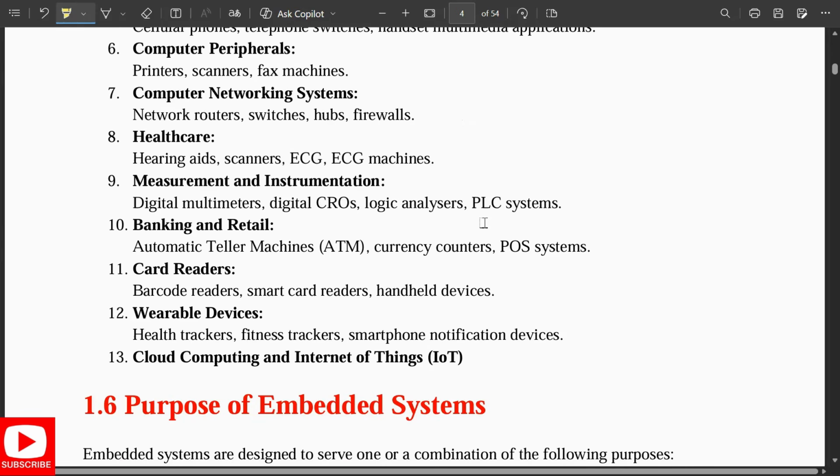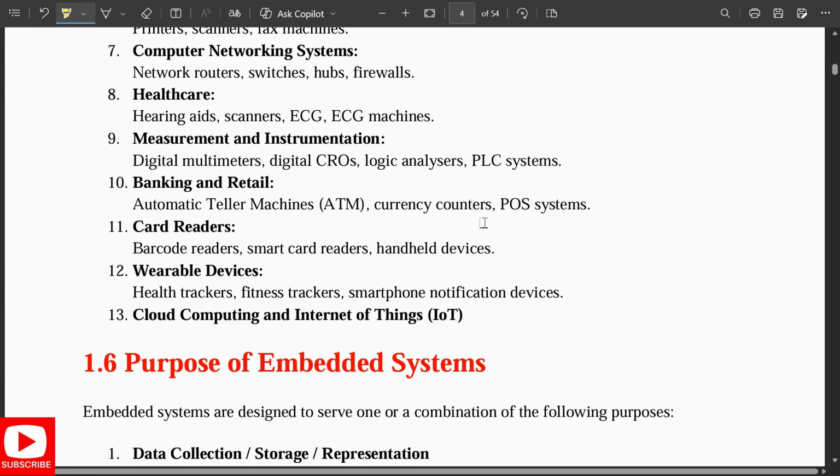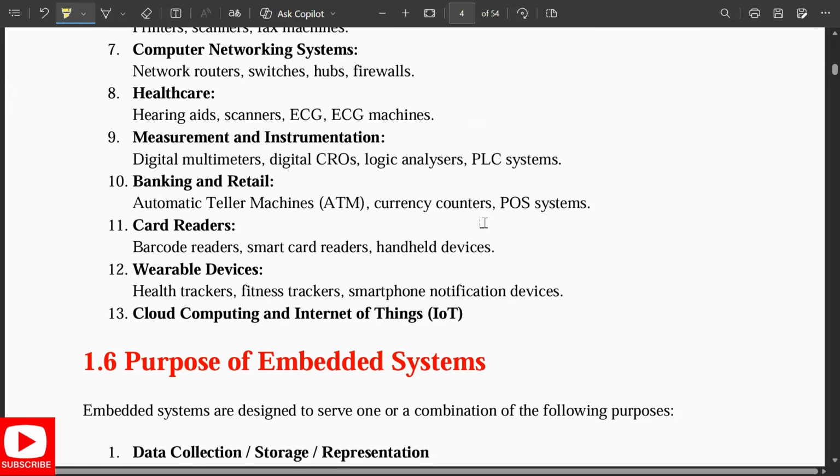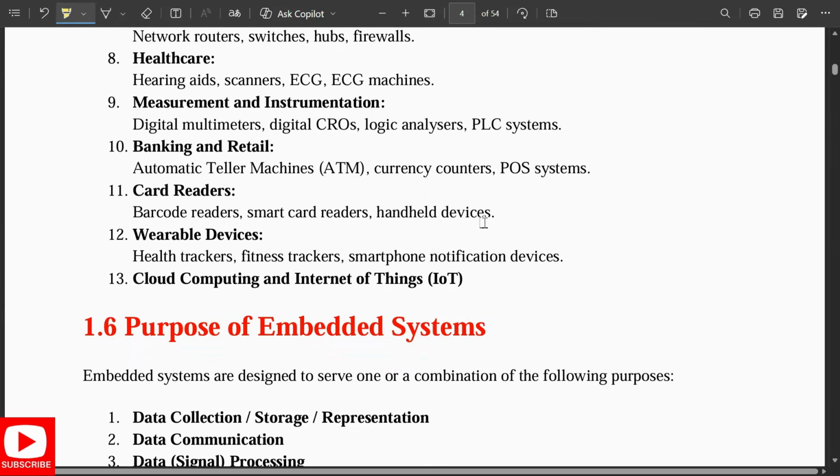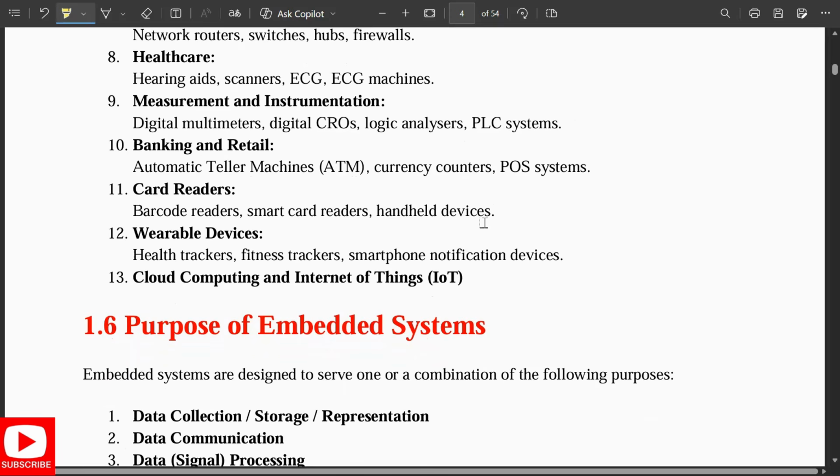then measurement and instrumentation, here in the digital multimeters, digital CROs, like this; then banking retail, we are using ATM; then currency counters, POS systems; then card readers, barcode readers; then wearable devices like the health trackers, fitness trackers, smartphone notification devices; then cloud computing and Internet of Things.